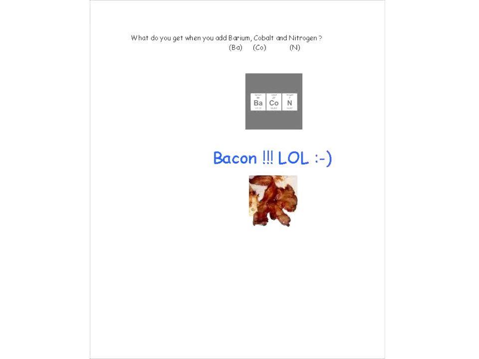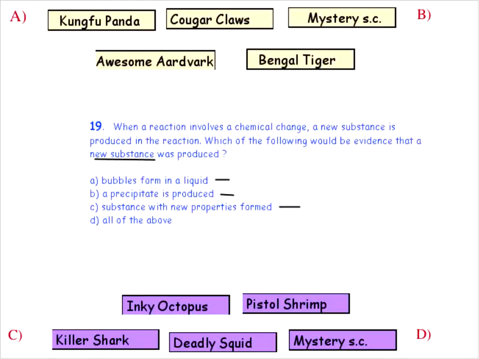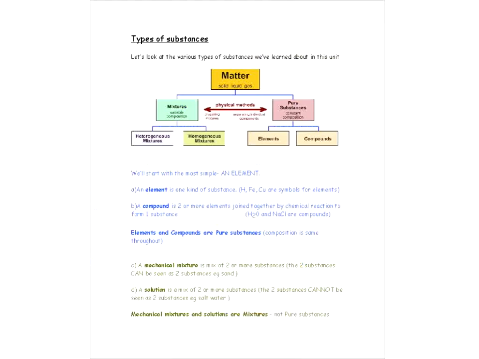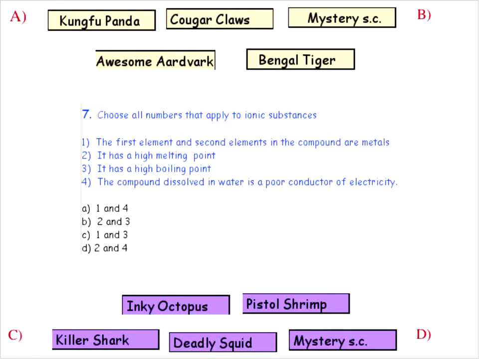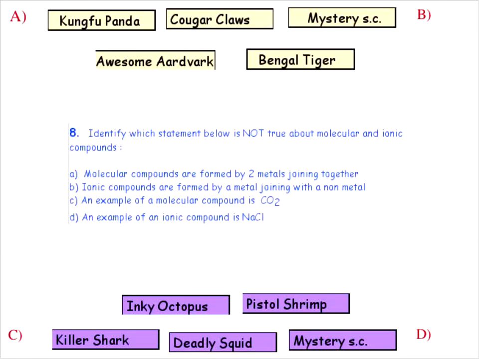Okay, guys, I do want to just quickly jump back into a few questions that I didn't feel like I really covered well enough earlier on. So I'll just quickly jump into those, and then we'll be done. Again, I didn't feel like I really did these ones justice when I first explained them during the session before. Identify which statement below is not true about molecular and ionic compounds.